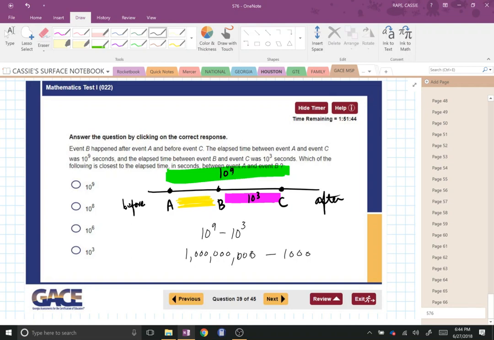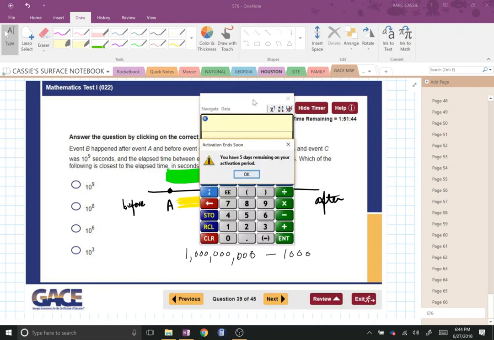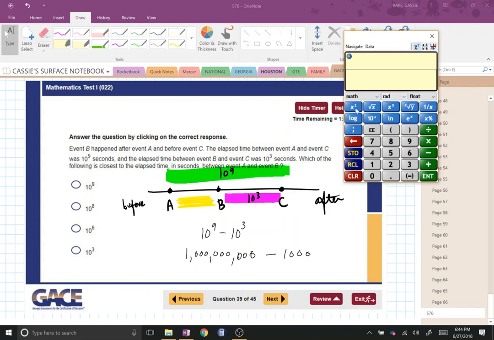Okay? So I'm going to tell you that when I'm doing these, addition and subtraction, there are no exponent rules for that. Okay? So I'm going to go like this, 10 to the power of 9 minus 10 to the power of 3 equals that. Okay? So, if you look at this, 999, 999, and so on, it wants to know which one this is closer to.